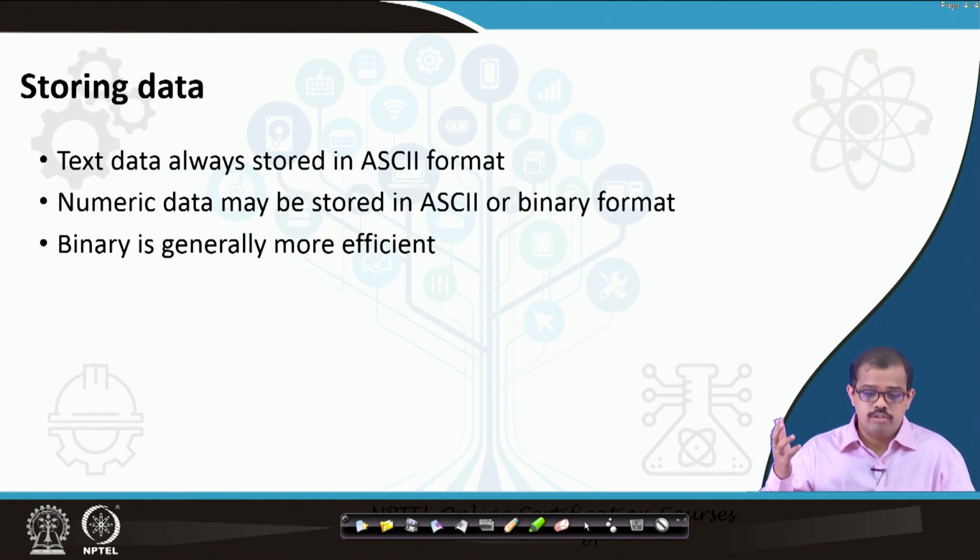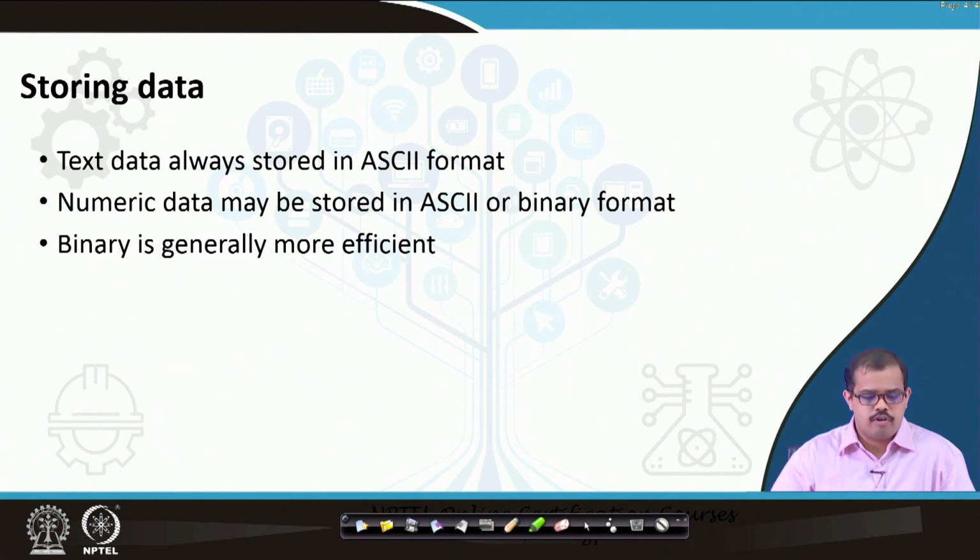Then you can use it in the form of ASCII. Normally ASCII is used in alphanumeric storage, or for those which are non-numeric. When you are looking at storing data, text data is normally stored in ASCII format. Numeric data may be stored in ASCII or binary.